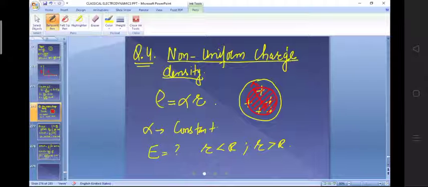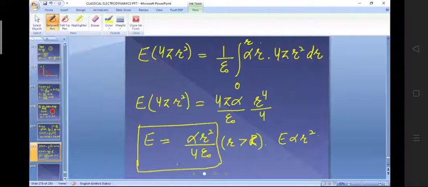Okay. Reason number one is that the charge enclosed by the Gaussian surface will increase and will be directly proportional to r. Number two, the charge density itself is directly proportional to r. That's why the field is proportional to r square. Okay. So this is the reason.